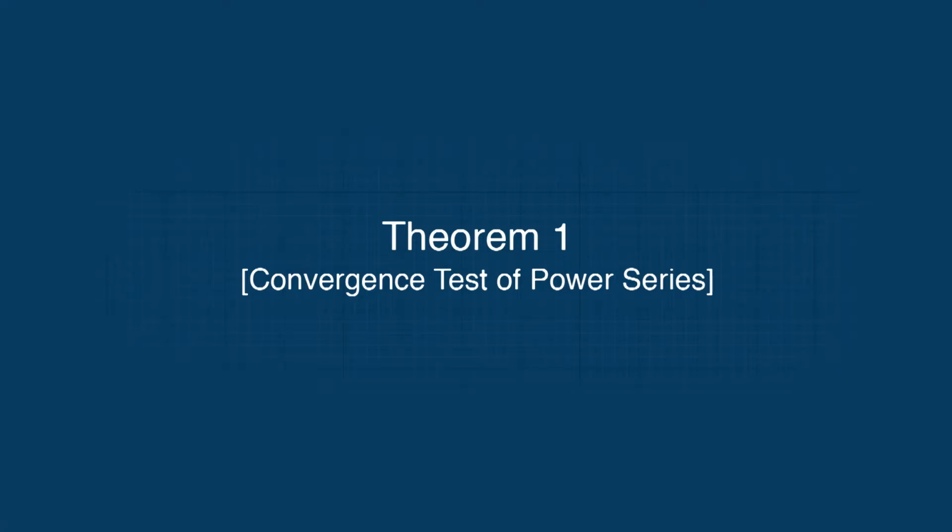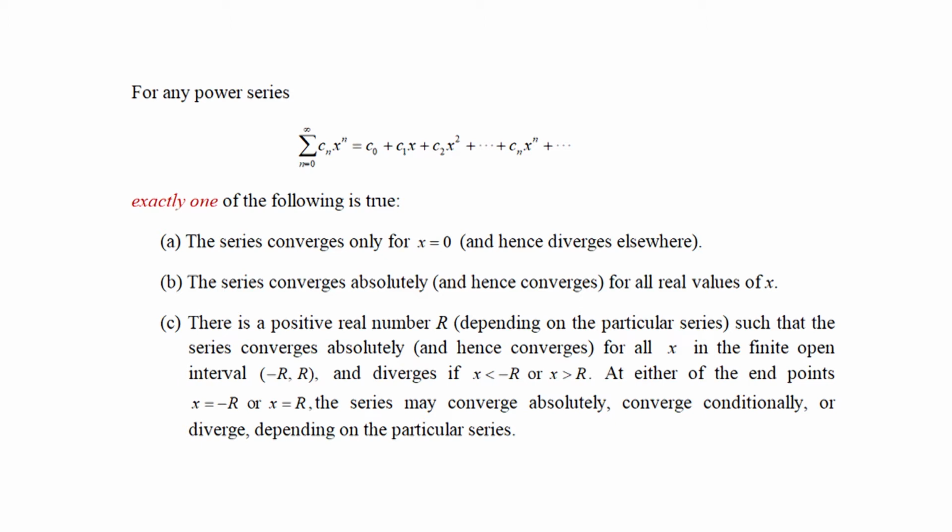Theorem 1. Convergence test of power series. For any power series, summation Cn x power n, n from 0 to infinity, equal to C naught plus C1 x plus C2 x square plus etc. plus Cn x power n plus etc., exactly one of the following is true.